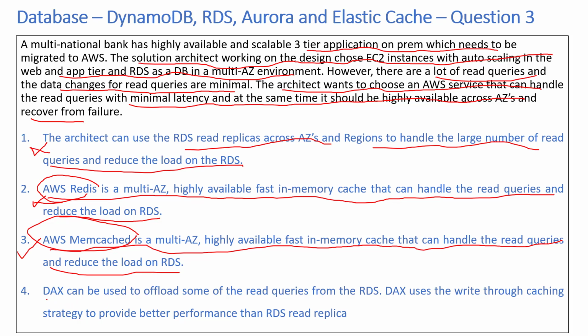And then let's look at the fourth option. DAX can be used to offload some of the read queries from RDS. DAX uses a write-through caching strategy to provide better performance than RDS read replica. It is true that DAX uses the write-through caching strategy, but DAX is only used for DynamoDB, not for RDS. So this is an incorrect option. So the correct option is the third one.